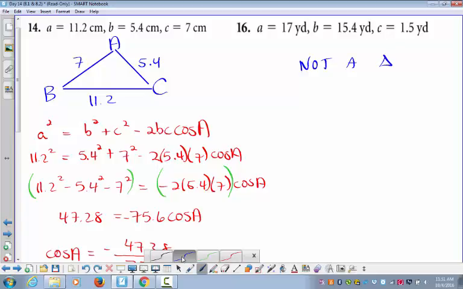This would be like one of those tests, you know, where the instructions say, read every problem in the test, and the last problem says, all you have to do is write your name on this and you get 1,000,000%. If you didn't notice that, you would be going all the way down, and then you would get to a place where one of your angles is negative or something funny would happen. So if you didn't observe right off the bat that 15.4 plus 1.5 is not greater than 17, you would come down to a contradiction at some point. And then you would conclude that there's not a triangle.